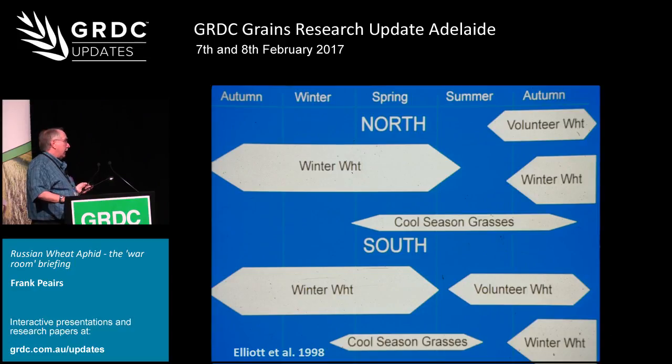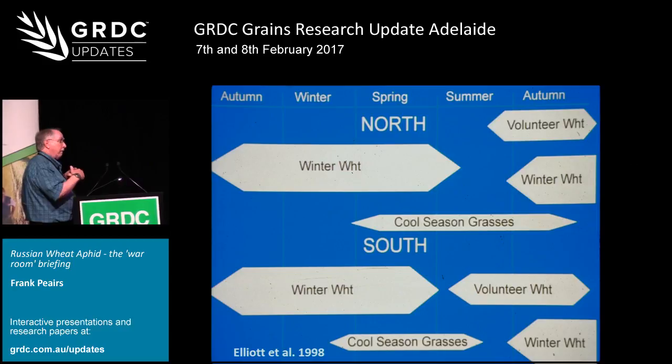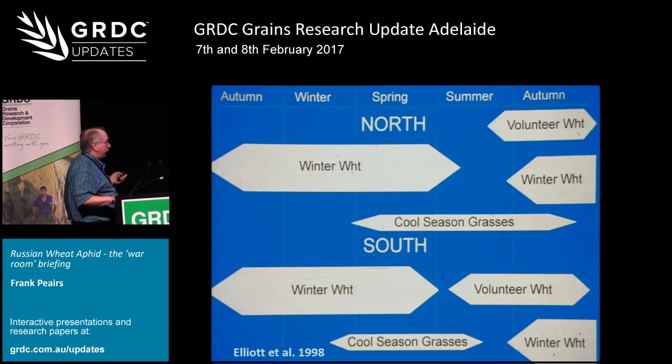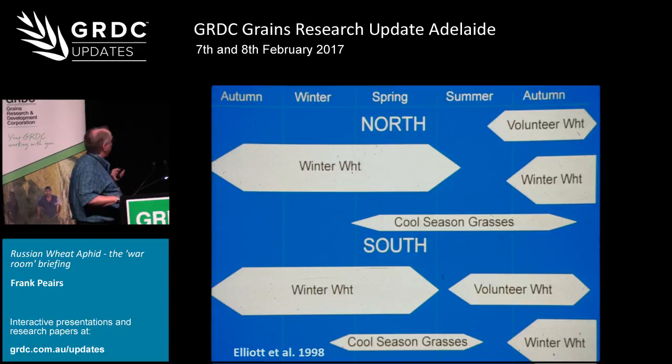As you progress north, the summers become shorter and cooler, and so cool season grasses, a variety of non-cultivated grass species, become much more important because they cover this gap between the two wheat crops. And so in the central and northern plains, this is much more the scenario that we see. And so our aphids move from winter wheat, cool season grasses, and back to winter wheat.